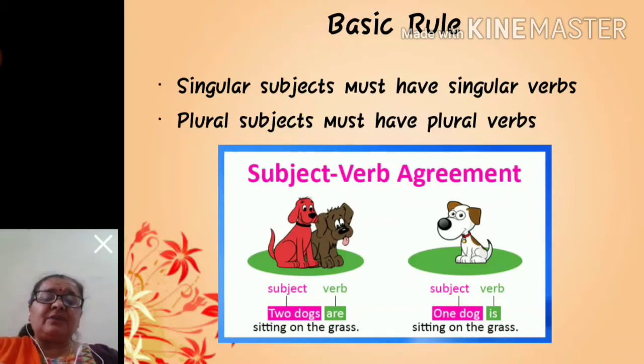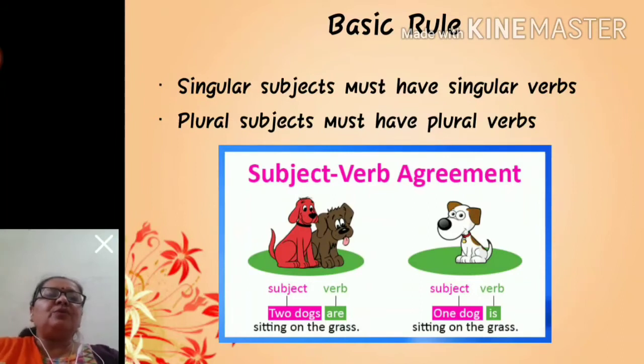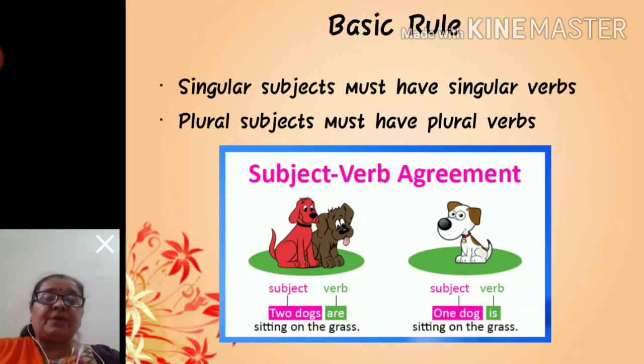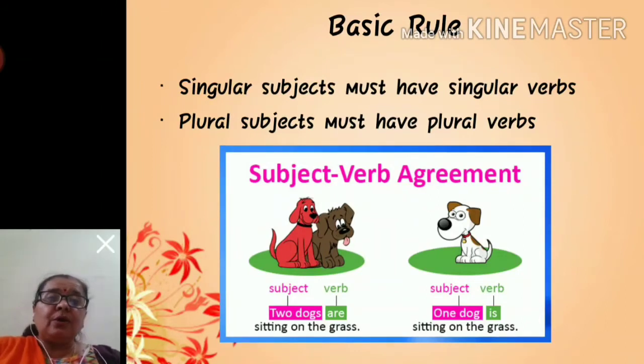A subject is what we are talking about. Who are we talking about in a sentence? That is a subject. And the verb is the doing word, any work that we do. So there are two examples here where you see that the first picture shows two dogs, which means they are a plural subject. So they are taking the verb are, which is sitting on the grass. Two dogs are sitting on the grass.